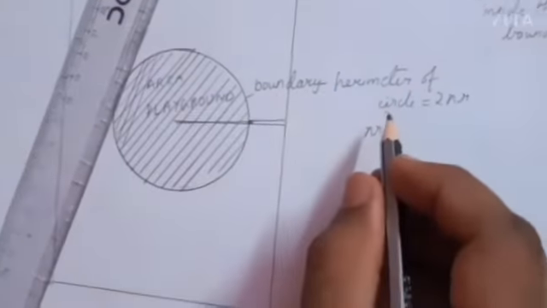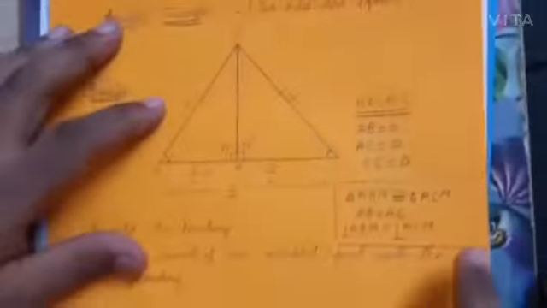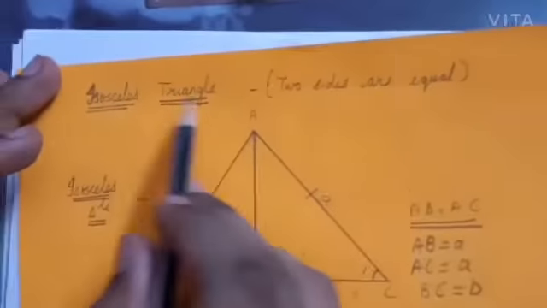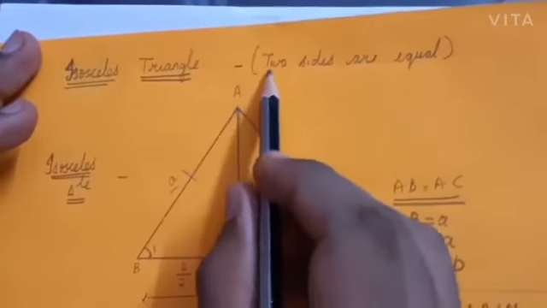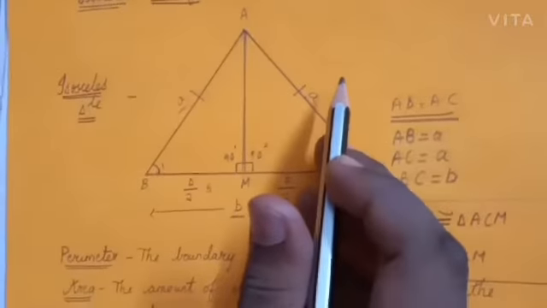Now let's go into the topic, the isosceles triangle. We are going to discuss the area and perimeter of the isosceles triangle. So what is an isosceles triangle? An isosceles triangle is a triangle where two sides are equal.